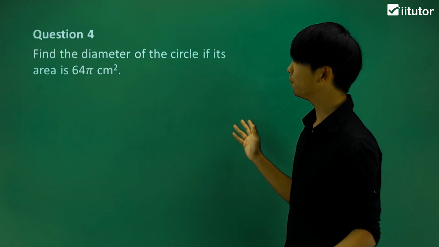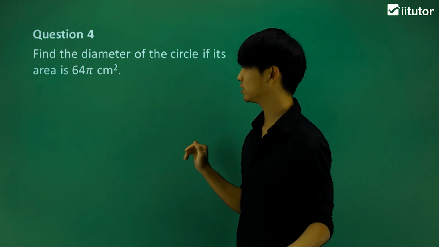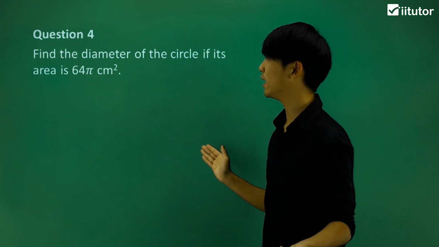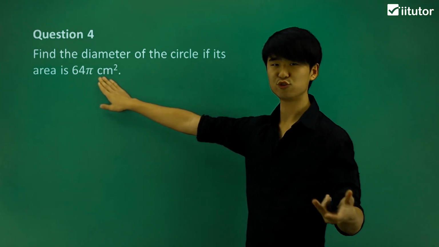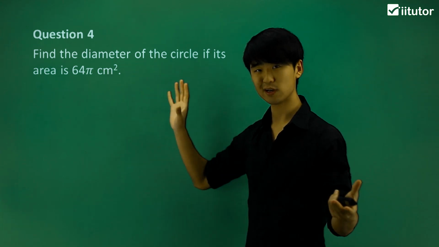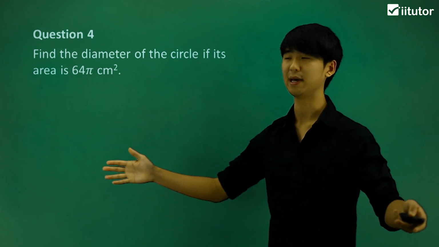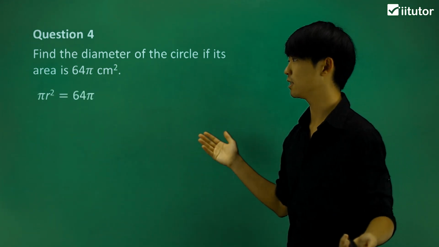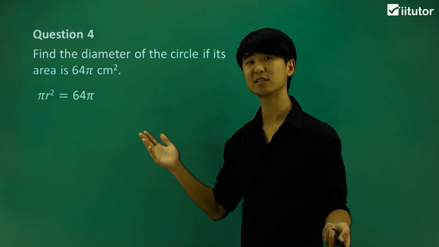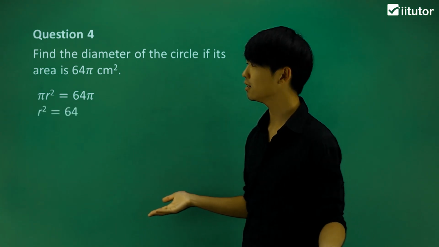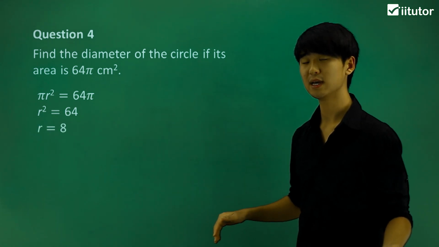Now looking at question 4, it says find the diameter of the circle if its area is 64 pi centimeters squared. So it's asking us for the diameter. We know that when we work with the area of circles, we don't really use diameter, we use the radius. So first of all, let's find the radius, and at the end, let's not forget to multiply by 2 to find the diameter. That's our plan. We start off by saying that the area, pi r squared, they gave us is 64 pi. Similar to the last question, we divide both sides by pi, which leaves us with r squared equals 64. Then simply r should be 8.